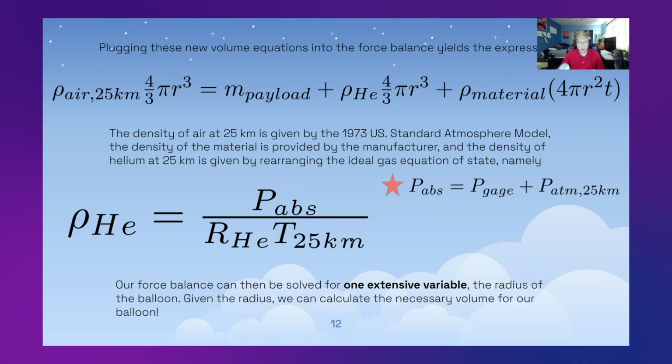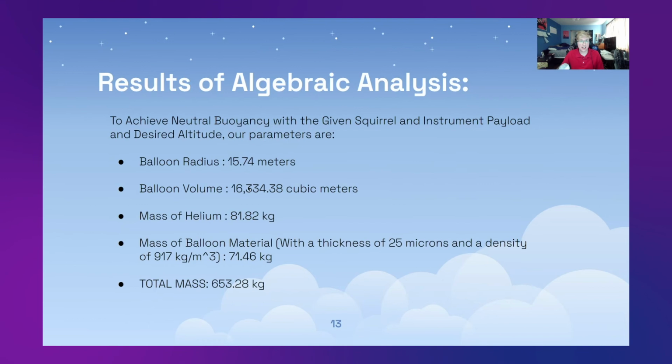We can then solve our force balance here for this one variable r. Doing that with our initial parameters, we're getting a balloon radius of 15.74, a balloon volume of 16,334, a mass of helium of 81.82 kilograms, mass of balloon material of 71.46 kilograms, which brings our total mass of the balloon to 653.28 kilograms, acting downward.